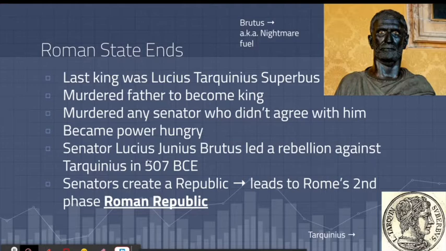Luckily, this dude named Lucius Junius Brutus led a rebellion against Tarquinius in 507 BCE. Here's a really freaky statue of Brutus. Senators then created something called the Republic, and this leads to Rome's second phase, which would be the Roman Republic.